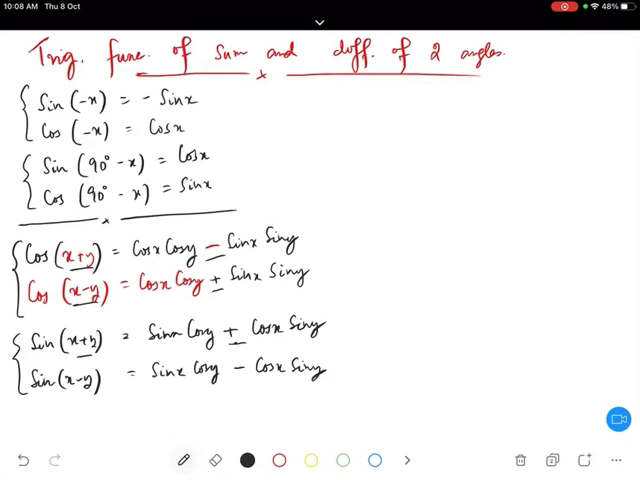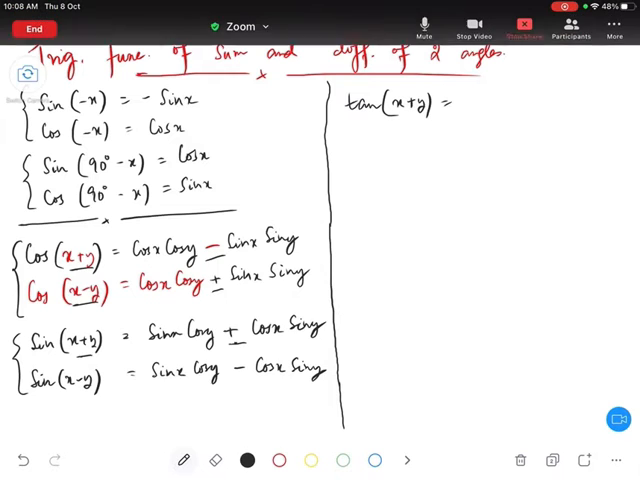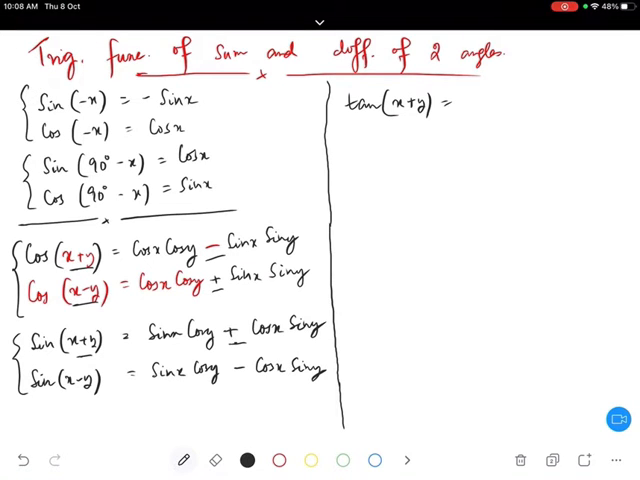Simple as that. All you have to do is remember these formulas and you can solve every single problem. You can find all the other formulas. So these formulas we have to memorize very, very well. Using these formulas, I will try to derive other formulas. My first formula is tan x plus y. Now I know the direct formula, but I am not writing it. I will try to derive it using these.